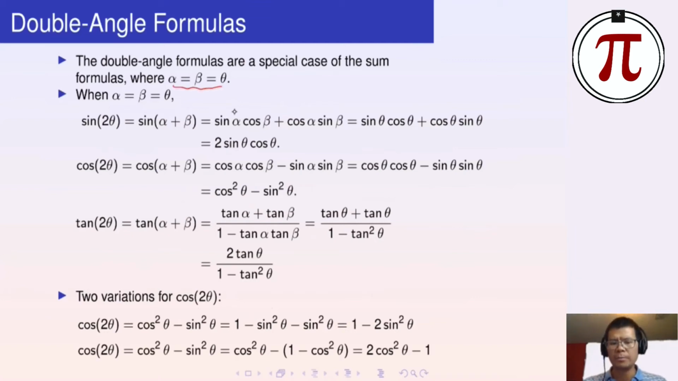So, for instance, when alpha equals beta equals theta, then sine 2 theta equals what? Sine of alpha plus beta, because they're the same, which equals sine alpha cosine beta plus cosine alpha sine beta. Because alpha and beta are both the same as theta, we get 2 sine theta cosine theta.